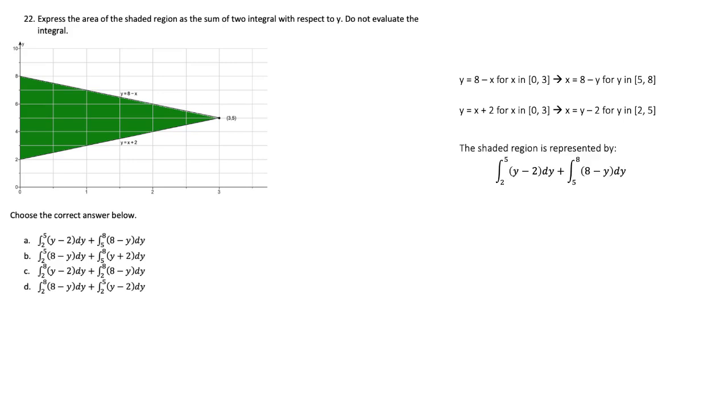And as we can see then, we split this up into two. We have the integral from 2 to 5 of y minus 2 dy plus the integral from 5 to 8 of 8 minus y dy.